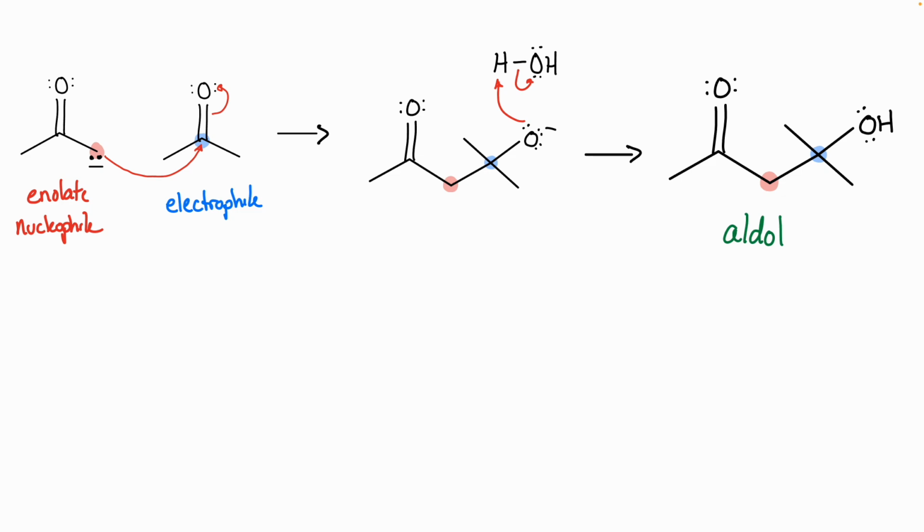All right, where we've now connected, we've drawn a new carbon-carbon bond between the alpha carbon of our nucleophile and the carbonyl carbon of our electrophile. All right, so here's my new carbon-carbon bond. And then we just protonated that alkoxide ion to make it an alcohol, giving us our aldol, which really should be like a ketol or something like that, but they call them aldols.